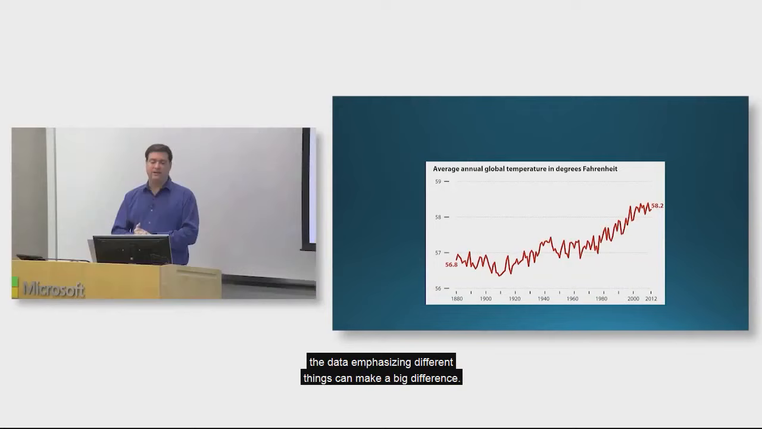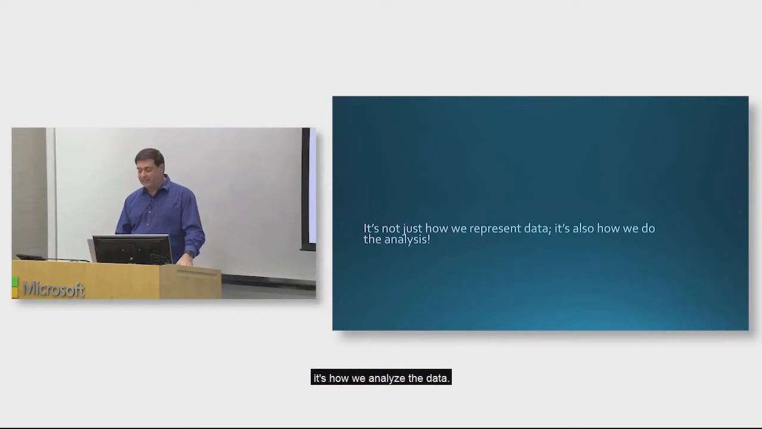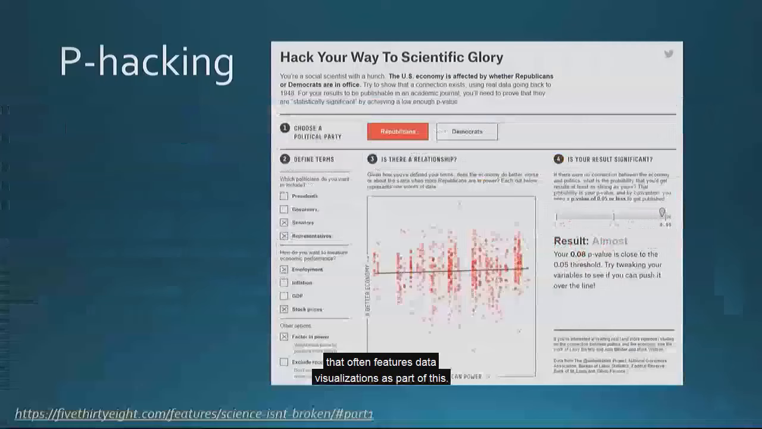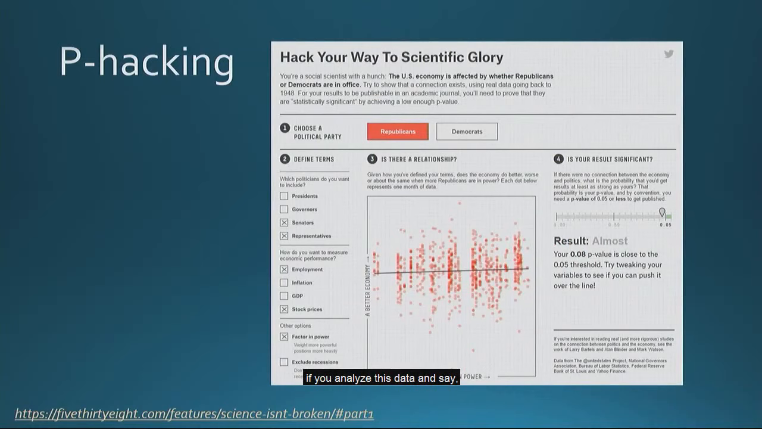Again, sometimes that's intentional, sometimes it might not be intentional. So it's not even just the representation that we're using, it's how we analyze the data. So 538 is a great blog that often features data visualizations as part of this. And they showed that if you analyze this data and ask, does the economy do better under the Republicans or the Democrats, depending upon what you mean by those statements, you can get completely different answers.